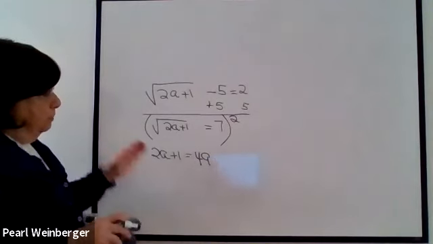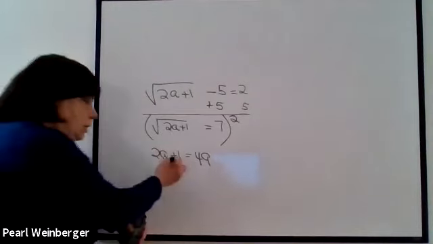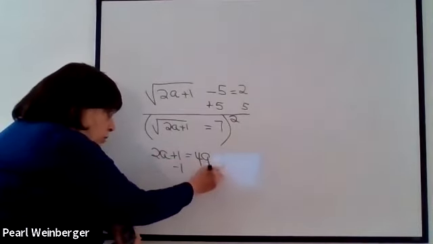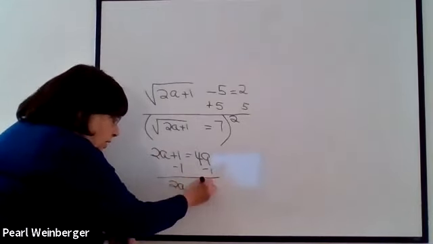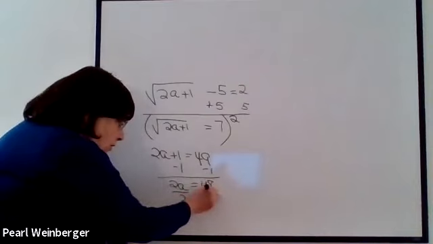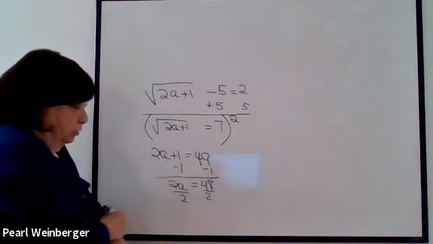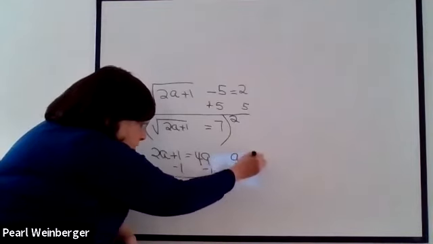So my next step gives me 2a plus 1 equals 49. I then bring the 1 over to the other side. That gives me 2a equals 48. And I then divide both sides by 2. And that gives me that a equals 24.